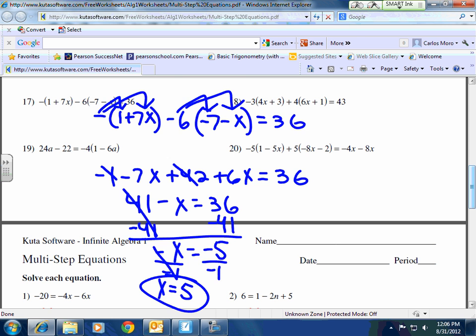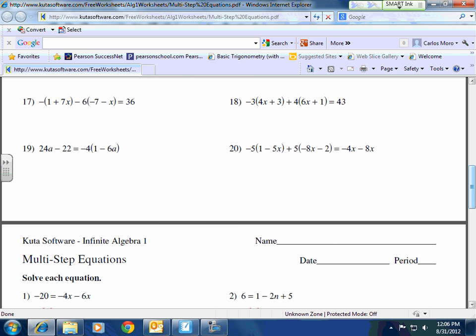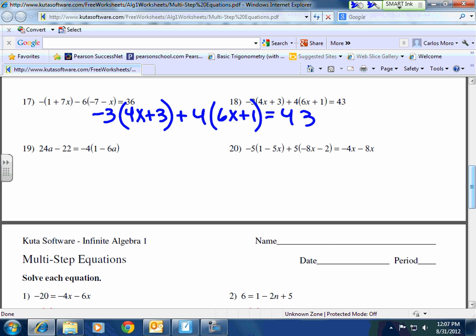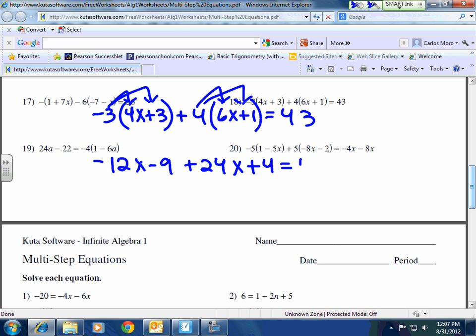All right, 3 more. Number 18. I've got negative 3 times parentheses 4x plus 3, plus 4 times parentheses 6x plus 1, equals 43. First step, distributive property. So I'm going to distribute this negative 3 to everything inside the parentheses and this 4 to everything in the parentheses. So I'm going to be left with negative 12x minus 9 plus 24x plus 4 equals 43.